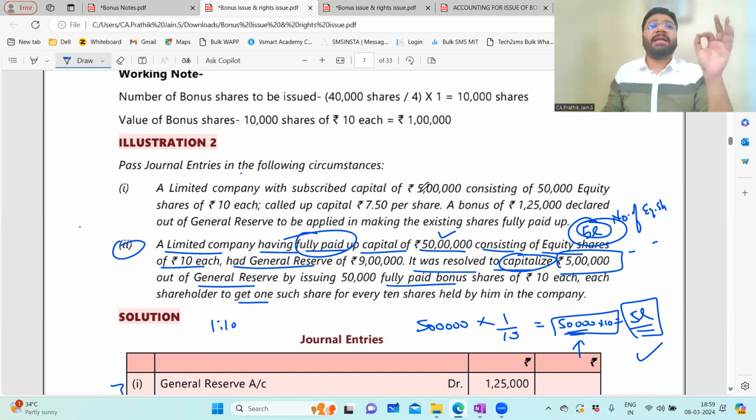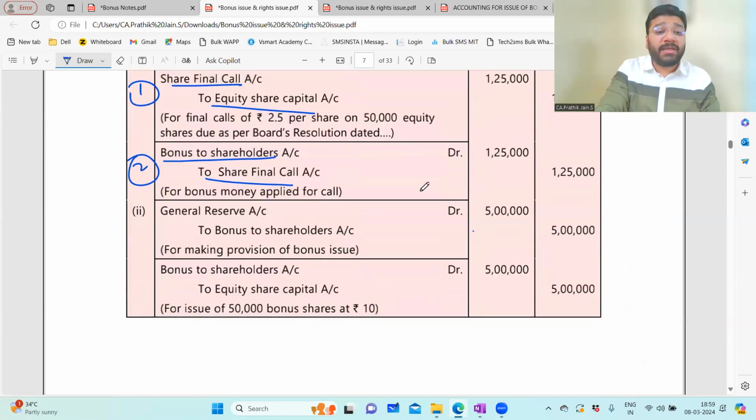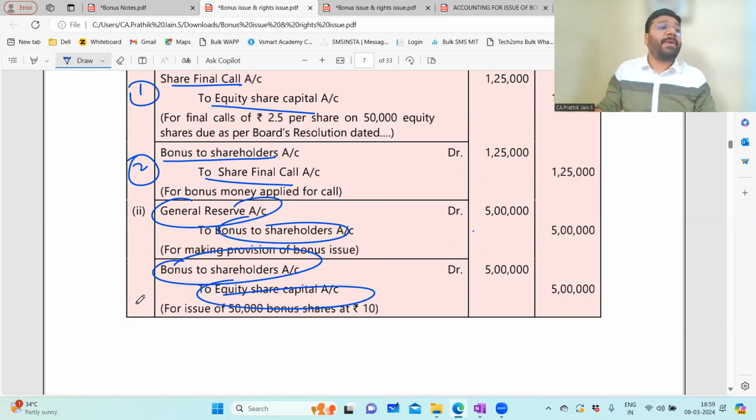So what is my first entry, people? First entry: from reserve transfer to bonus to shareholder. So reserve to bonus to shareholder. Which reserve? General reserve. So general reserve to bonus to shareholder, and then bonus to shareholder to equity share capital, 5 lakh, 5 lakh. Any problem? Please write it.